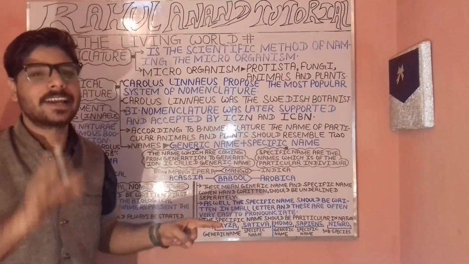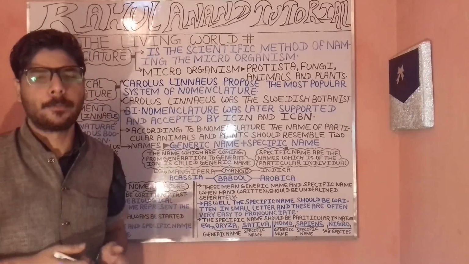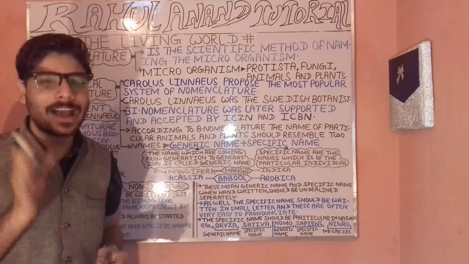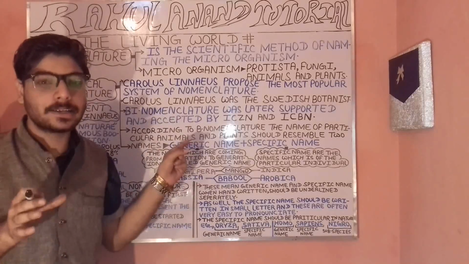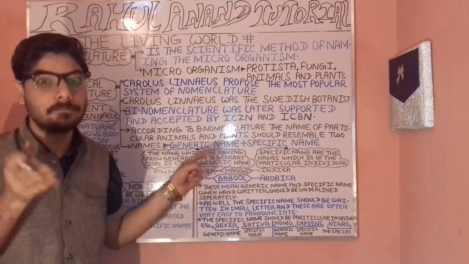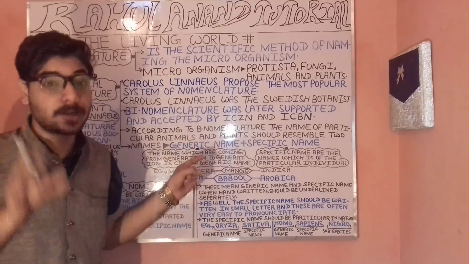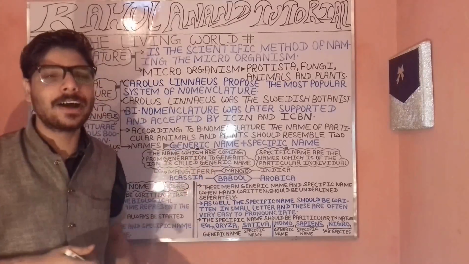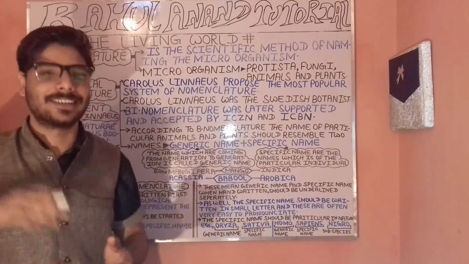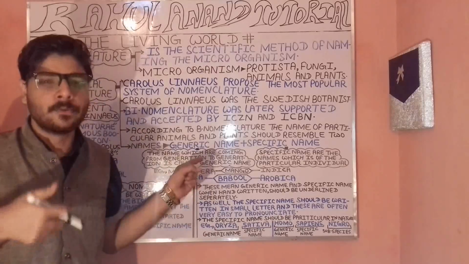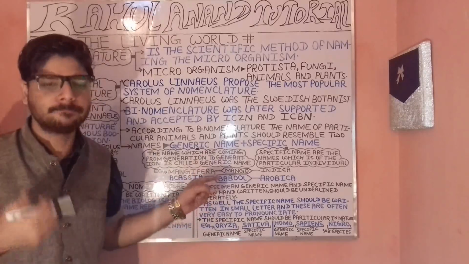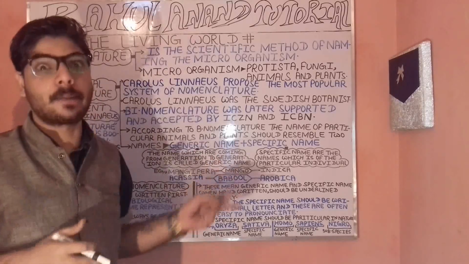Now let's understand the binomial nomenclature. When we are talking about these cases, you have to understand certain names, such as Carolus Linnaeus. Linnaeus proposed the most accepted system of nomenclature. He was a Swedish botanist. These were later accepted by the help of the ICBN and the ICZN, which are broad types of organizations.